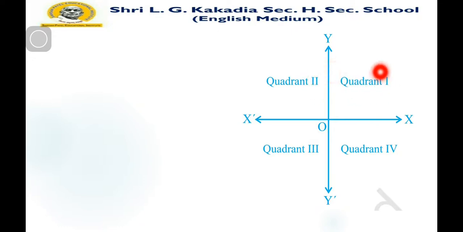And if you move on, you can see here that the positive y and the negative x are denoted by quadrant 2. And here positive x, negative x and negative y are denoted by quadrant 3. And positive x and negative y are denoted by quadrant 4.